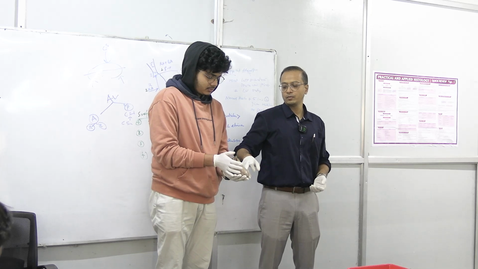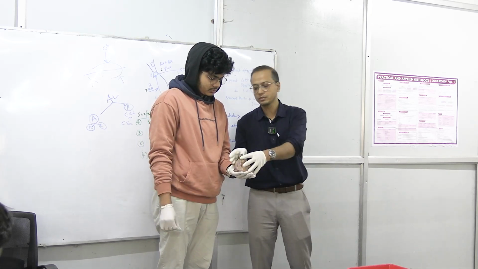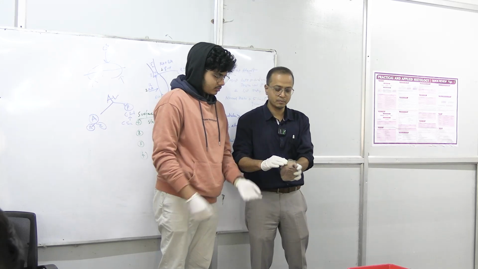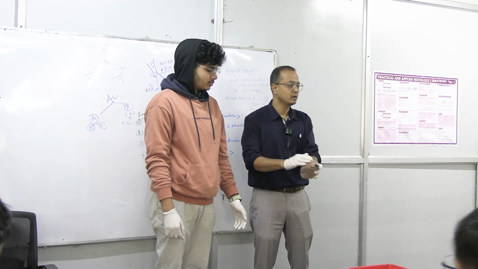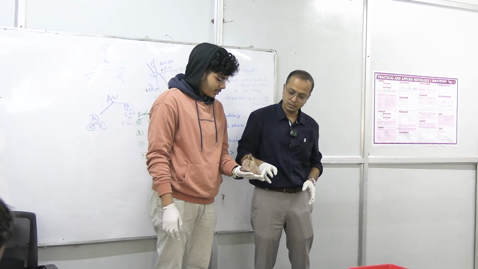Now, after that you have to know the base of the heart. This part is called the base of the heart, also known as the posterior surface. So, base of the heart is this one, and this one is the apex of the heart.